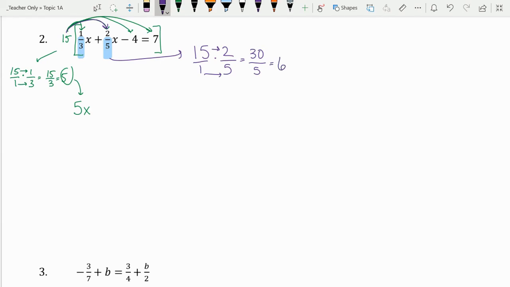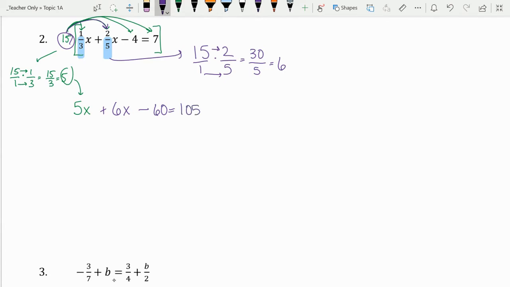This should happen if we are finding the right number to multiply by. All of our fractions should be gone. So 15 times 2/5 x is going to be 6x. And then we're going to do minus, we're going to do 15 times 4, which is 60. Then we're going to do 15 times 7, which is going to be 105.